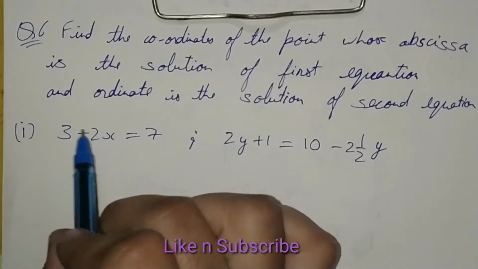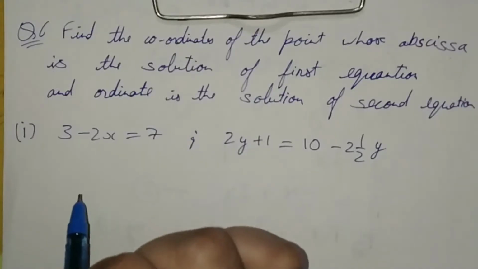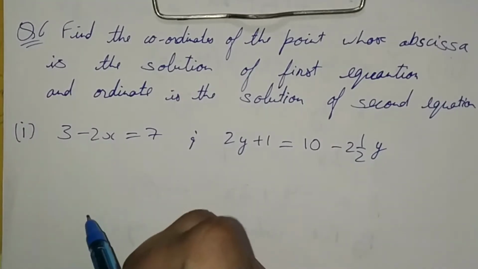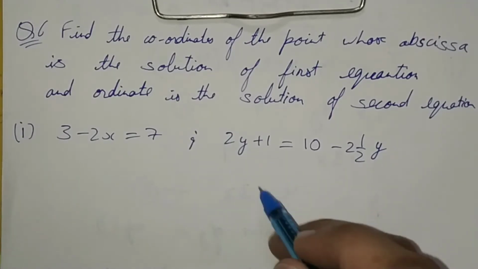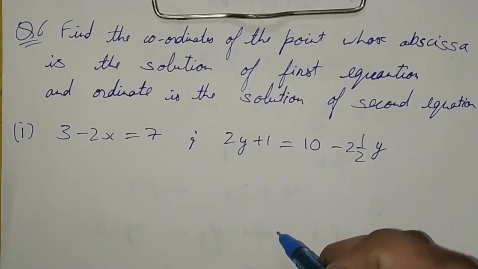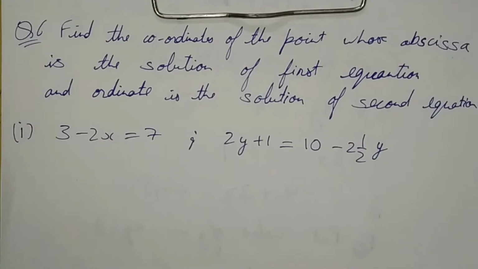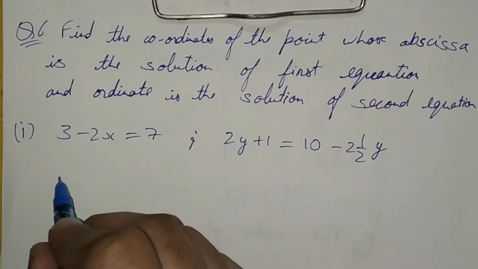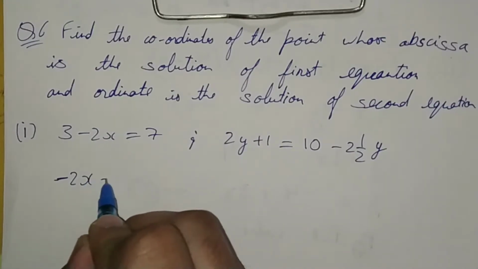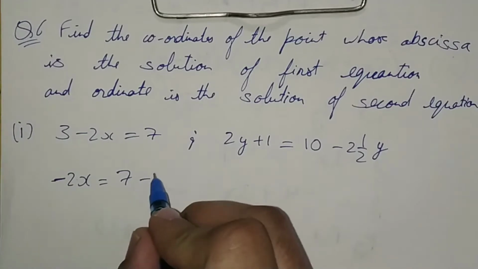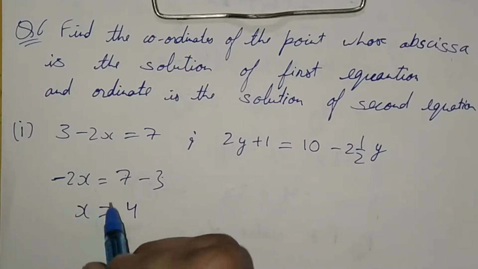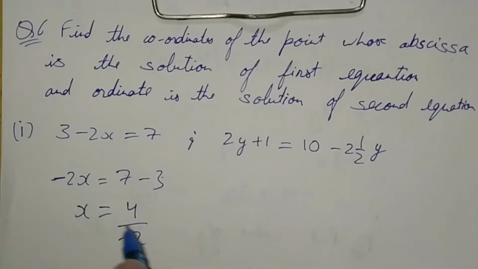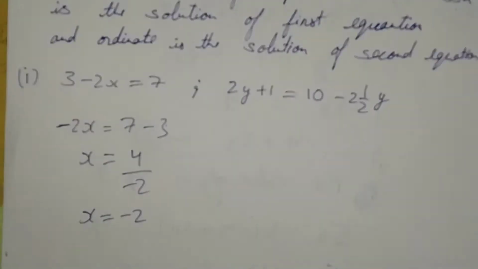By solving this equation we will get a value of x. So that x is your abscissa, that means the x-axis coordinate of the point, and from here we will get the value of y, and this is the ordinate, the distance of the point from the origin towards the y-axis. So just solve this. Minus 2x is equal to 7 minus 3, so this is 4. This will go in division, so x is equal to minus 2. Your x is equal to minus 2.